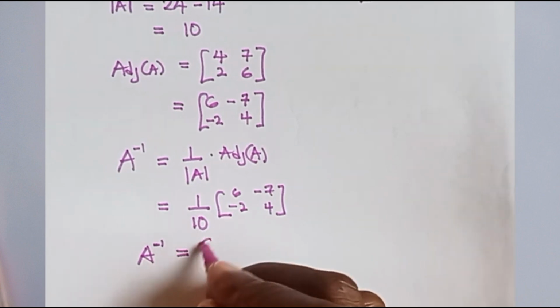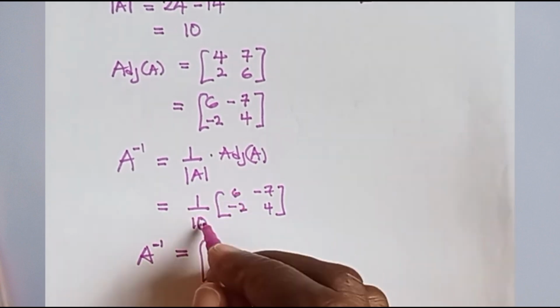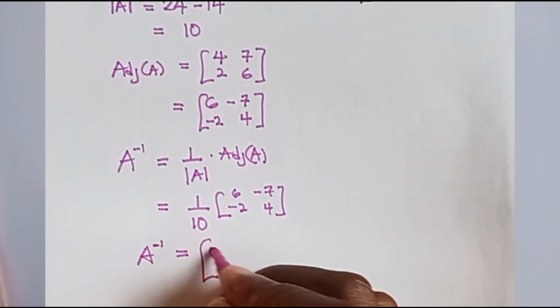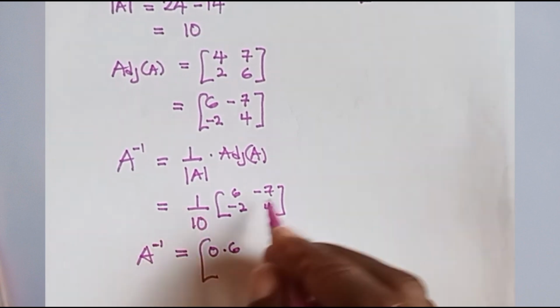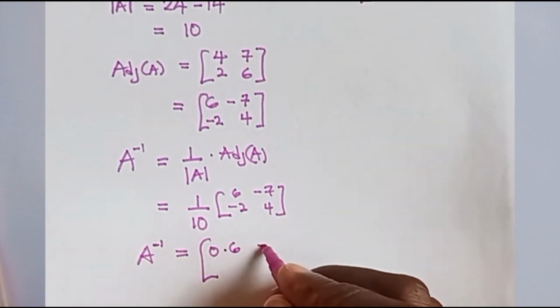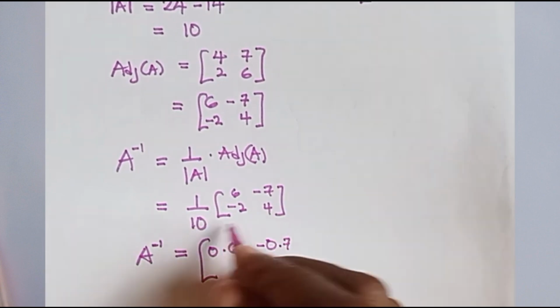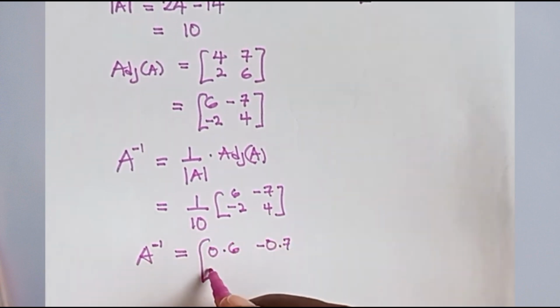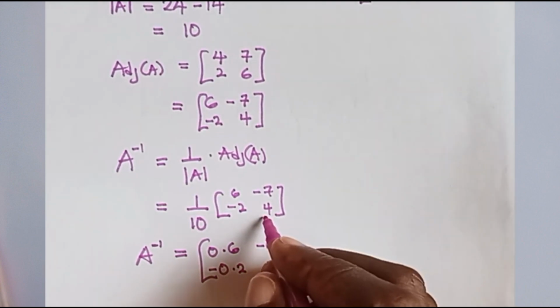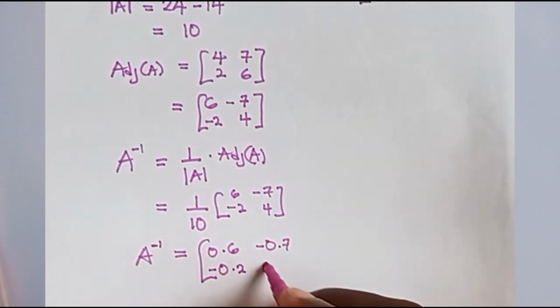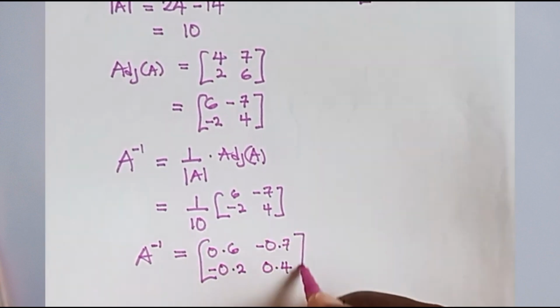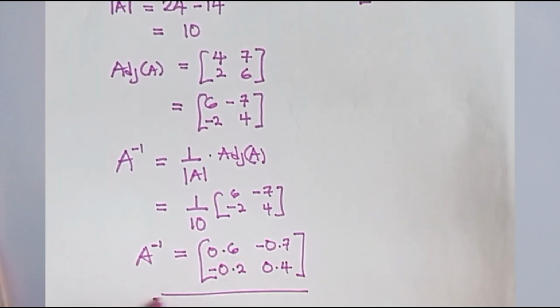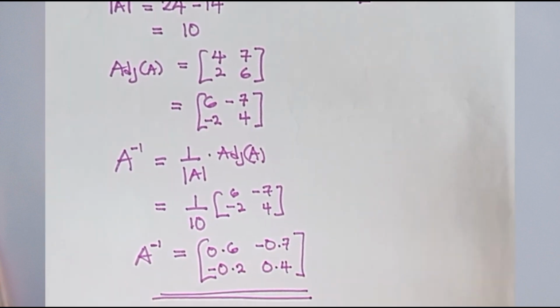So 6 divided by 10 gives us 0.6. Minus 7 divided by 10 gives us minus 0.7. Minus 2 over 10 gives us minus 0.2. And 4 over 10 gives us 0.4. This is our final answer. We can now see that this is actually very simple.